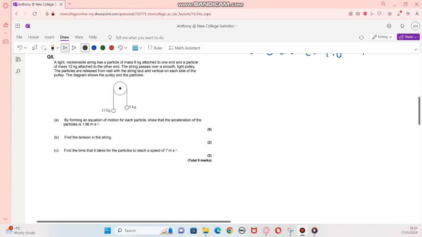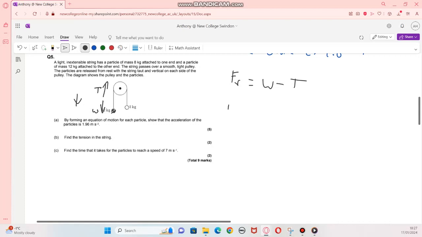So first, let's look at the 12 kilogram particle. This one over here. Since 12 kilograms is greater than 8 kilograms, when they're released, the 12 kilogram particle is going to fall downwards. So our equation again is resultant force. Since this is going downwards, we've got weight and tension going upwards. In order for it to go downwards, weight must be greater than tension. So we've got weight minus tension. Again, it's minus because it's in the opposite direction.